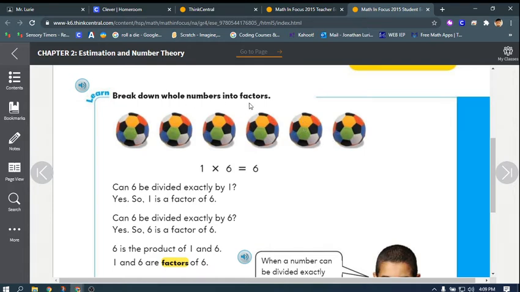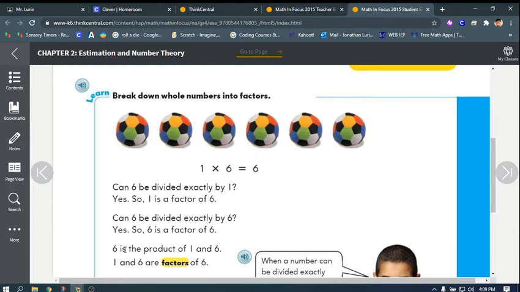So divided by 1, that means 6 divided by 1. How many groups of 1 can I make? So I can make 1 group, 2 groups, 3 groups, 4 groups, 5 groups, 6 groups. So can 6 be divided exactly by 6? Yes, so 6 is a factor of 6.